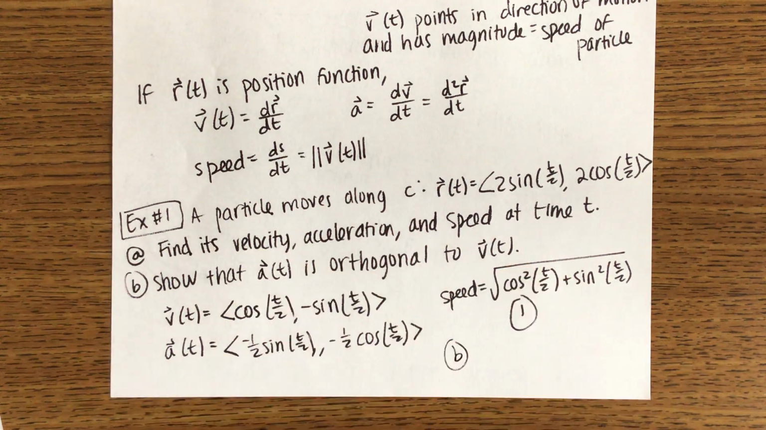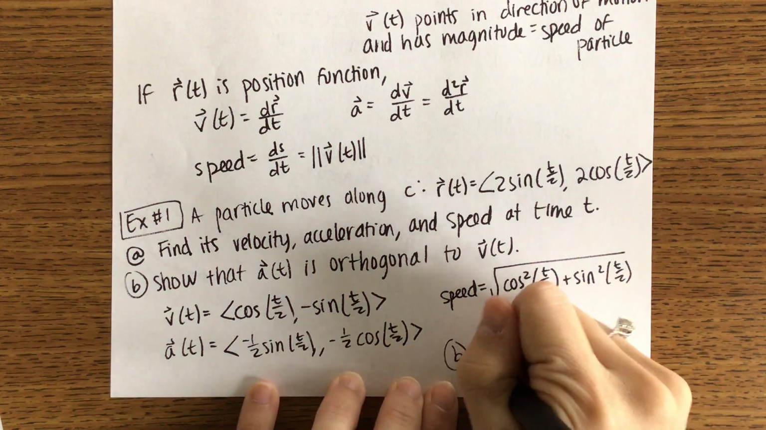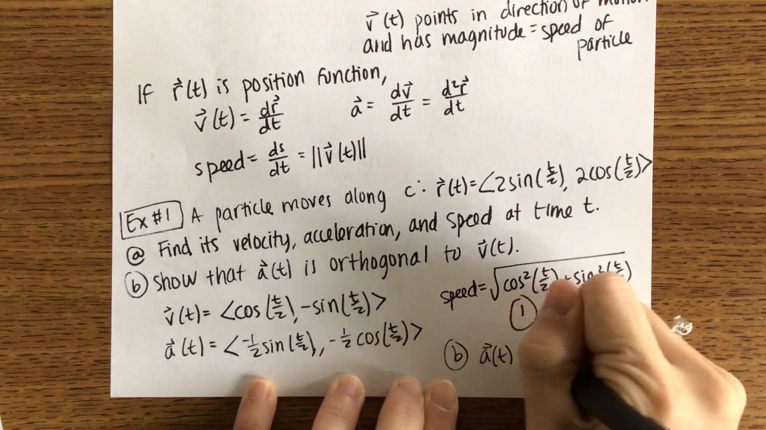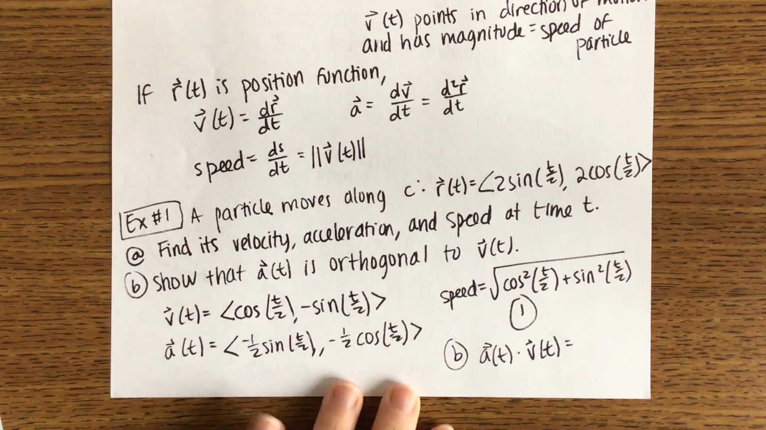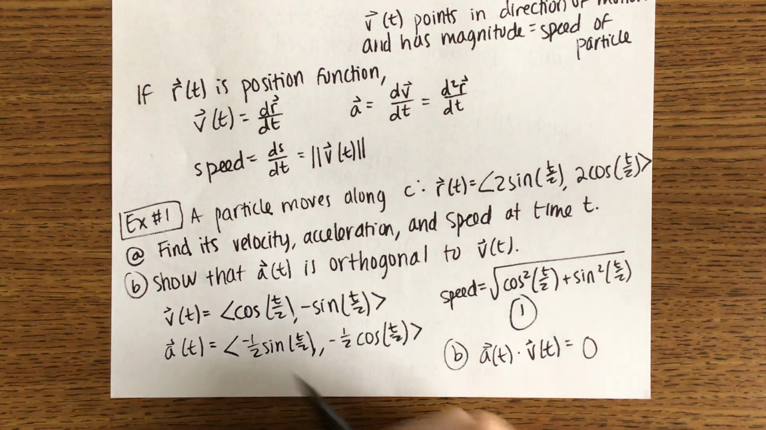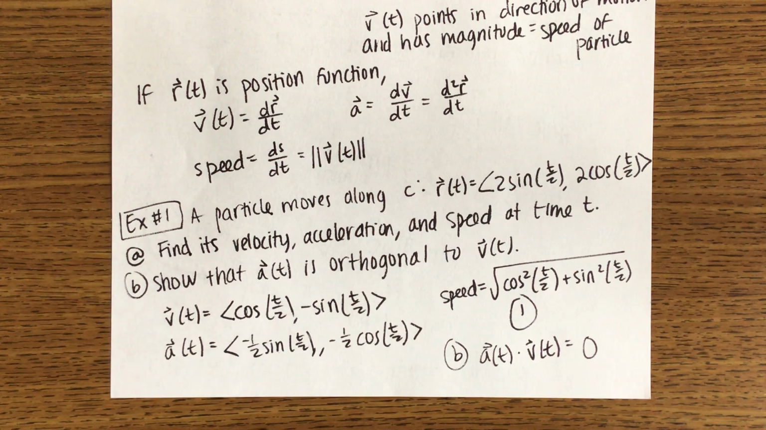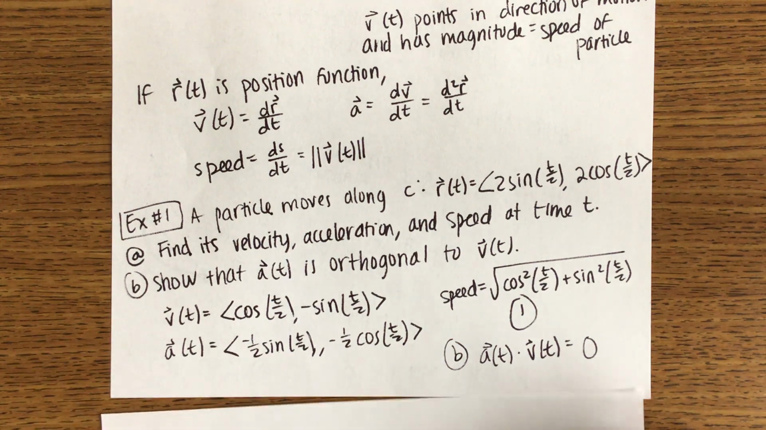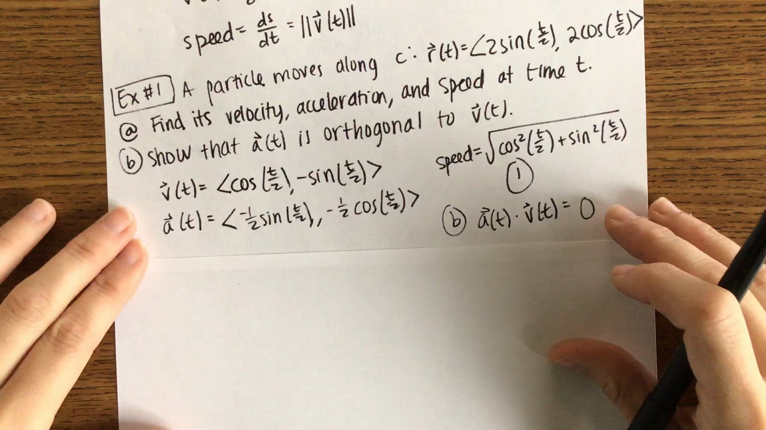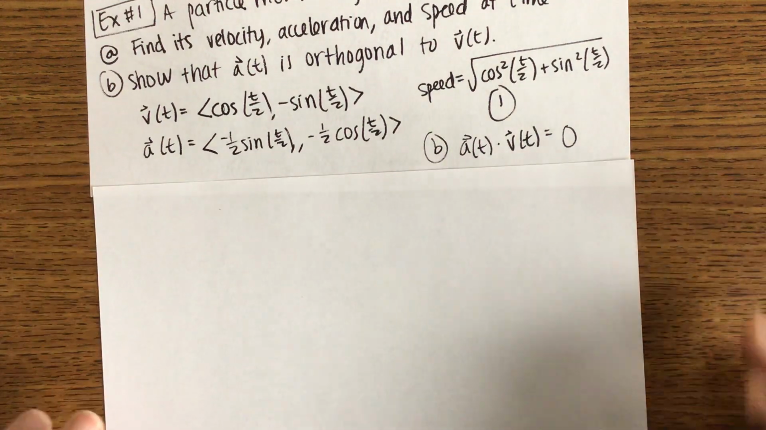B, how do I show that acceleration and velocity are orthogonal? I would do the dot product, personally. And when we dot them, what should we get? 0. Can you see that you do in fact get 0? Yeah. Great. Any questions on that one before we move on? No? Okay.